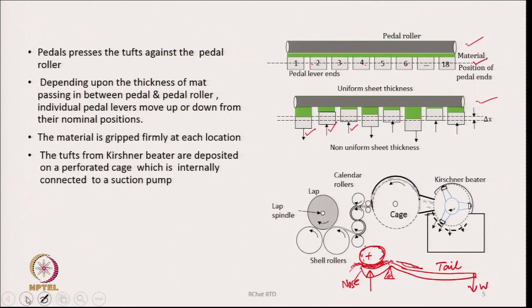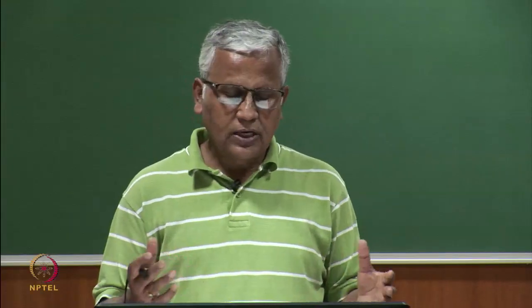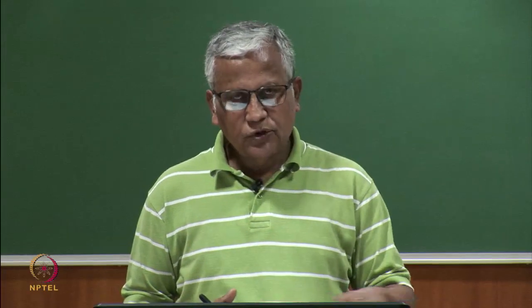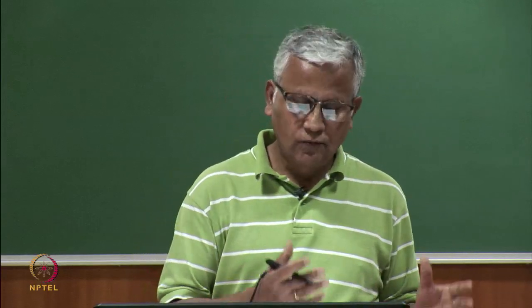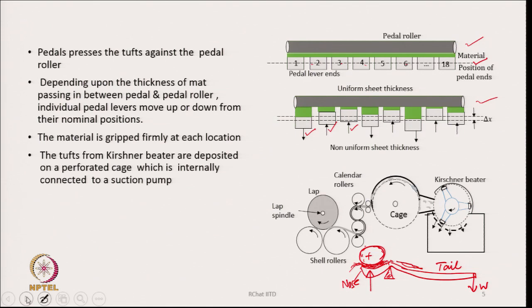So, material is gripped at each location firmly, and the tufts are then fed to the Kirschner beater. The Kirschner beater is trying to open out the tufts further, and after opening them out, whatever trash has to be extracted gets extracted, because below the Kirschner beater chamber we have a set of grit bars that we have seen in other machines earlier also. So, some trash particles will fall down, but most of the tufts will now be flown forwards, and they will be deposited on the perforated cage. So, the material will go from the Kirschner beater to the perforated cage.